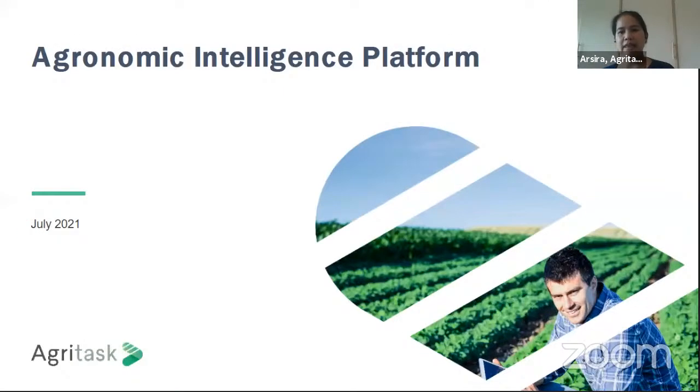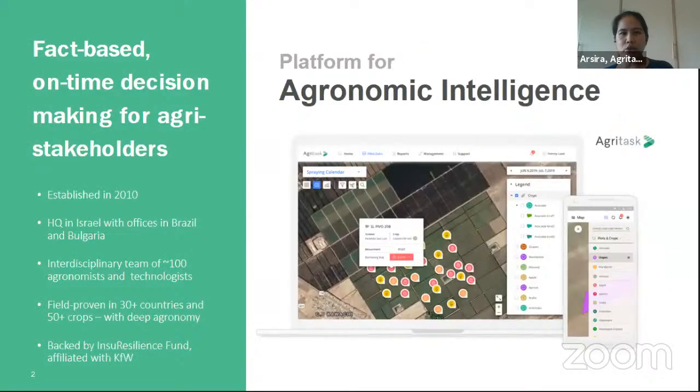Yeah, so as Deepak said, today I'm representing AgriTask, and we consider ourselves an agronomic intelligence platform. I'll explain what that is in a second. In general, what we do is provide an agronomic management platform. Similar to many digital agriculture tools, we are a cloud-based software platform, with a mobile device and a web-based user interface. What we're here to do is to enable fact-based and on-time decision-making for agricultural stakeholders.